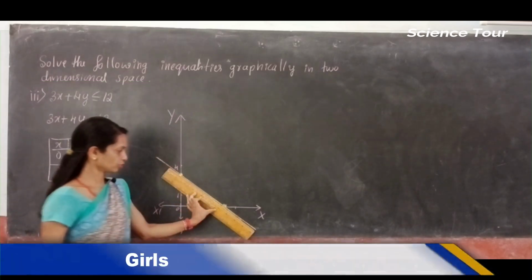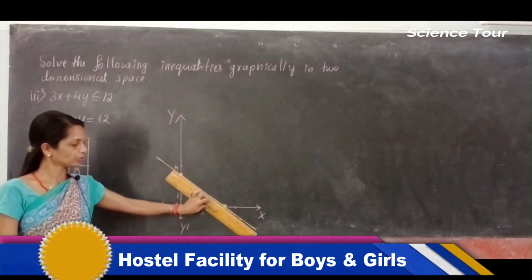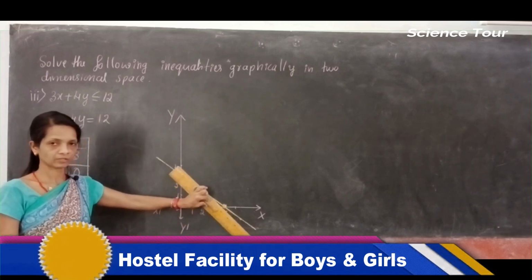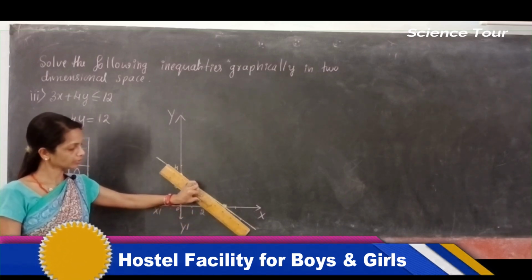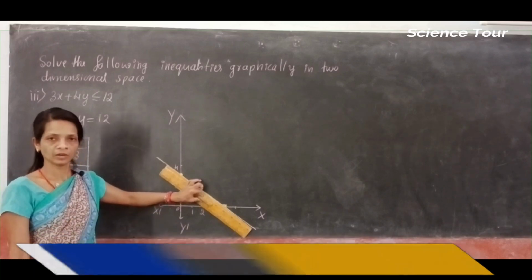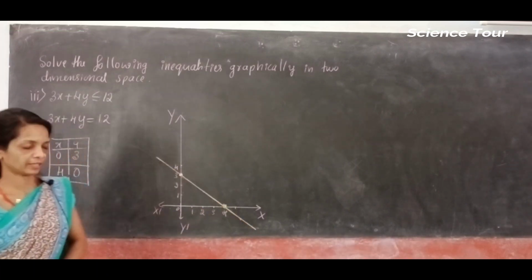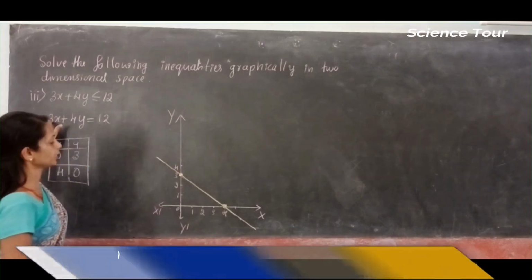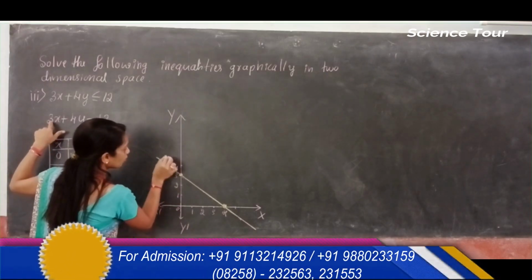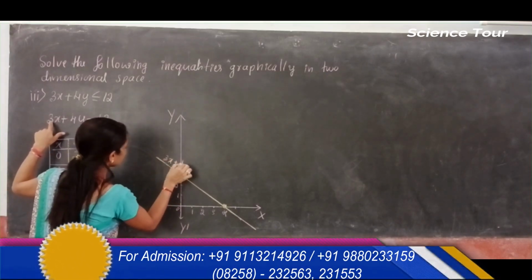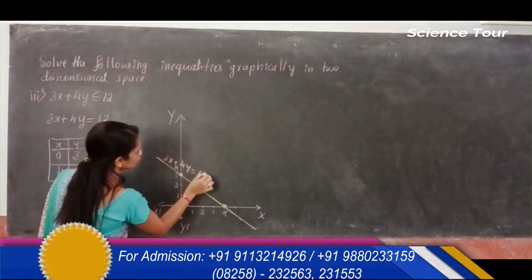Without changing the direction of your scale, you have to extend. Don't change the direction of the scale while extending the line. After that, you have to write the name of the line on the line: 3x plus 4y is equal to 12.